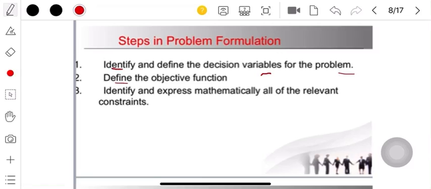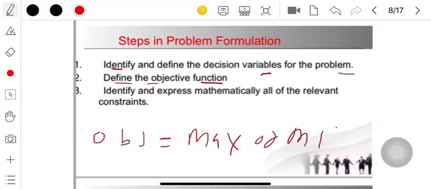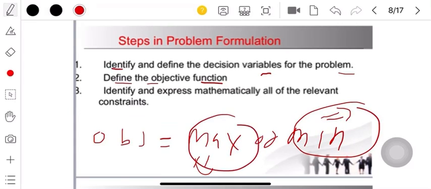Then define the objective function. For every linear programming problem there should be an objective function. What is the meaning of objective function? It can be cost minimization, or it can be profit, or it can be sales. Our objective is either to maximize or minimize. If the objective function is profit, then we will try to maximize it, and if it is cost, then we have to minimize it.